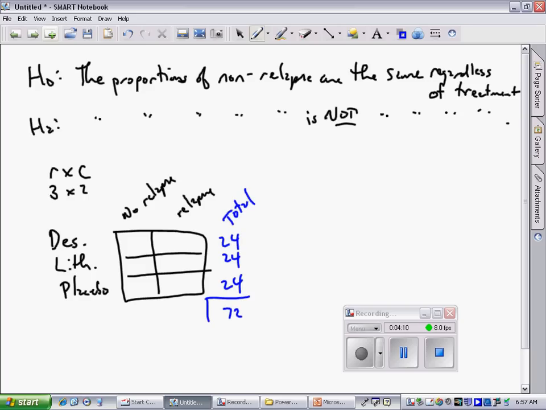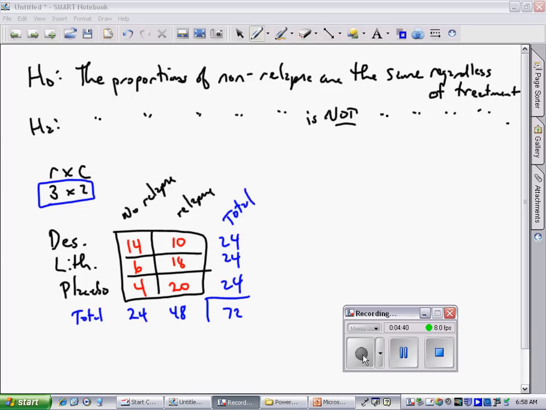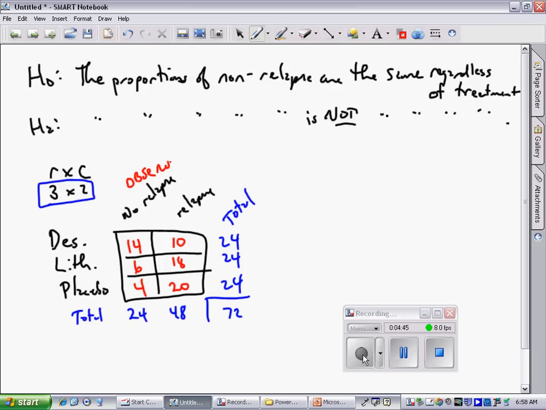They also gave us the numbers of non-relapse, which were 14, 6, and 4. Simple subtraction will tell us that the other column, the relapse numbers, need to be 10, 18, and 20, and then I can total up those columns to get the totals of the columns. Notice that the blue numbers weren't included when we called this a 3x2 table. The red numbers I have here are the observed values.